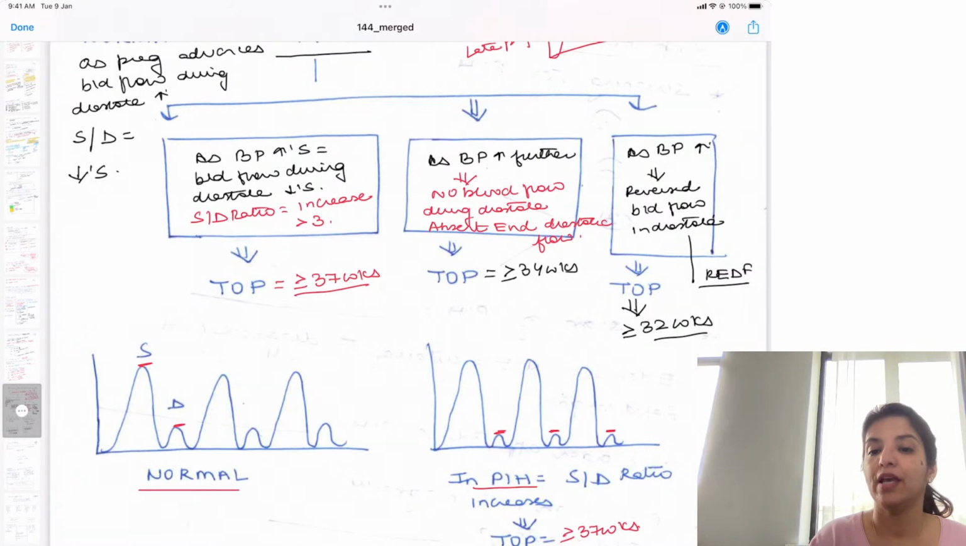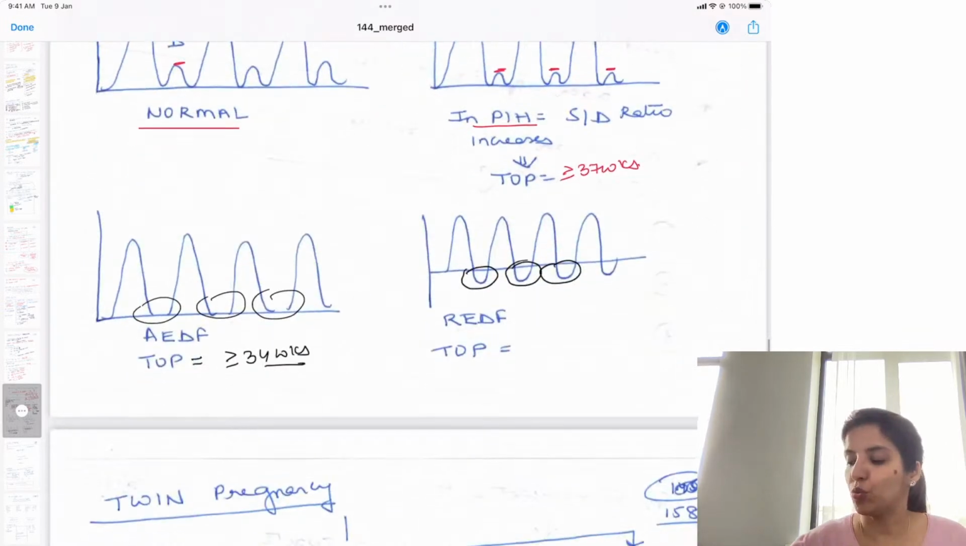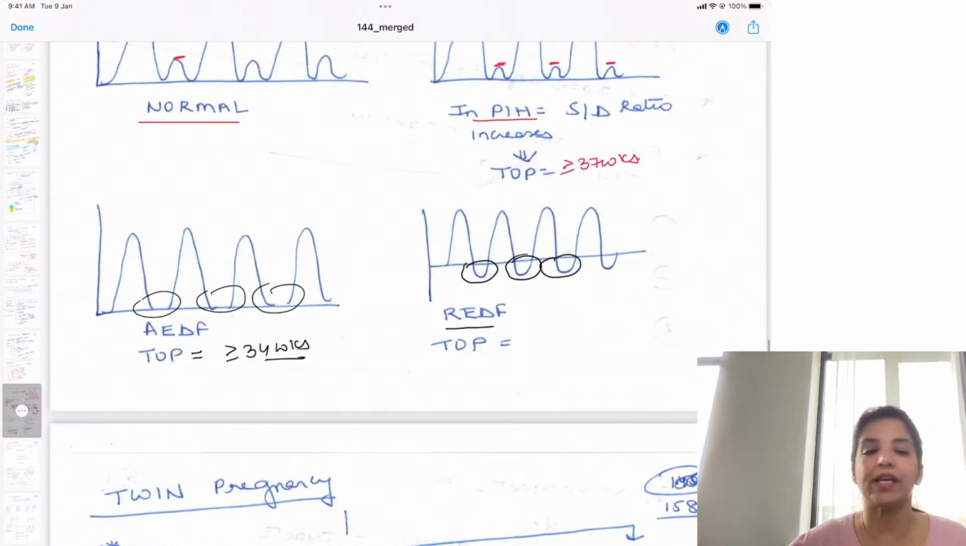Around 2 years back, it was said that it has to be terminated immediately. Now they say it has to be terminated at more than or equal to 32 weeks, right? So when you get reversed end diastolic flow, it has to be terminated at more than or equal to 32 weeks. Now just quickly let me show you all these images.